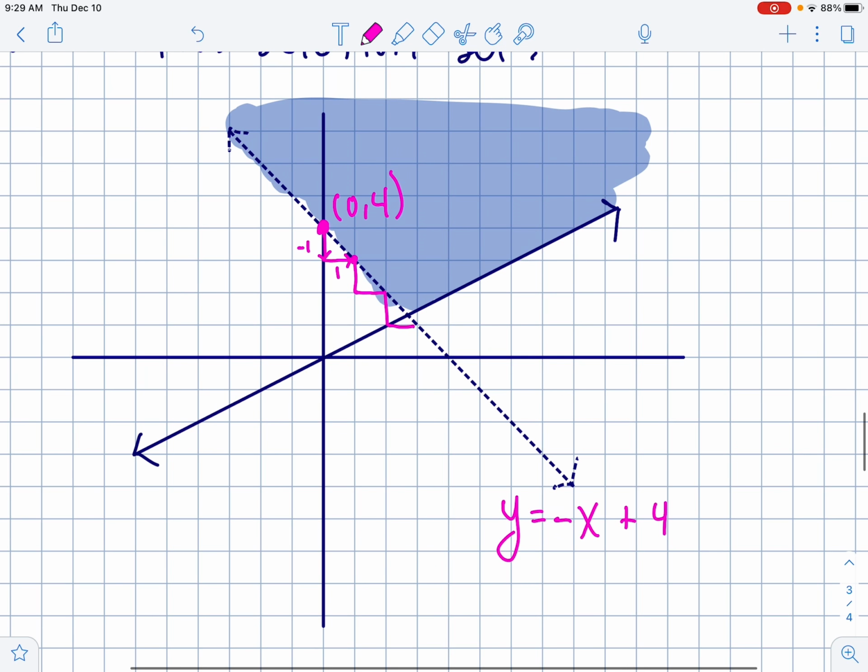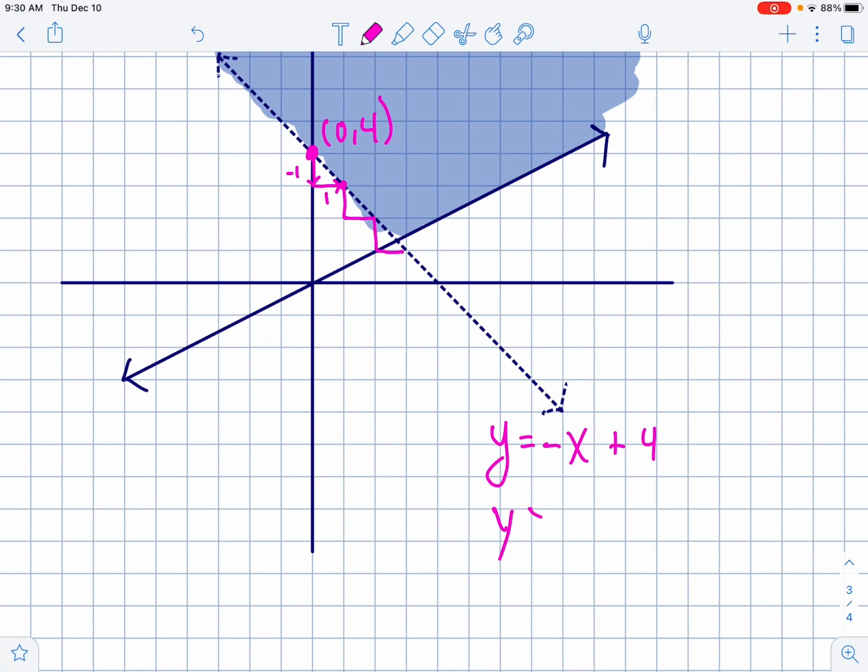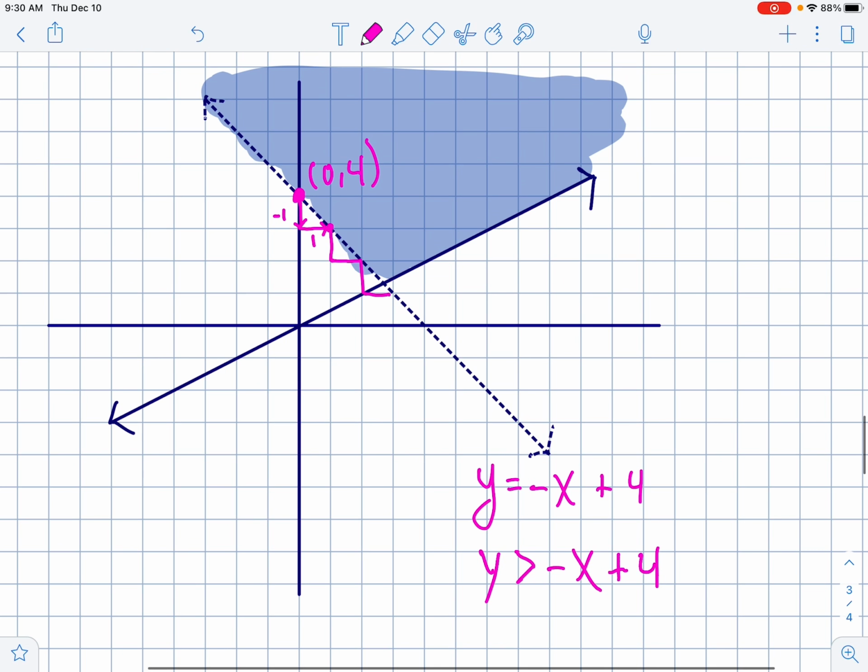But because it's a dashed line, that means it's going to be a less than or greater than. And please notice that it is shaded above this line, which means that that's going to be y is greater than negative x plus 4. So that's just for the dashed one.